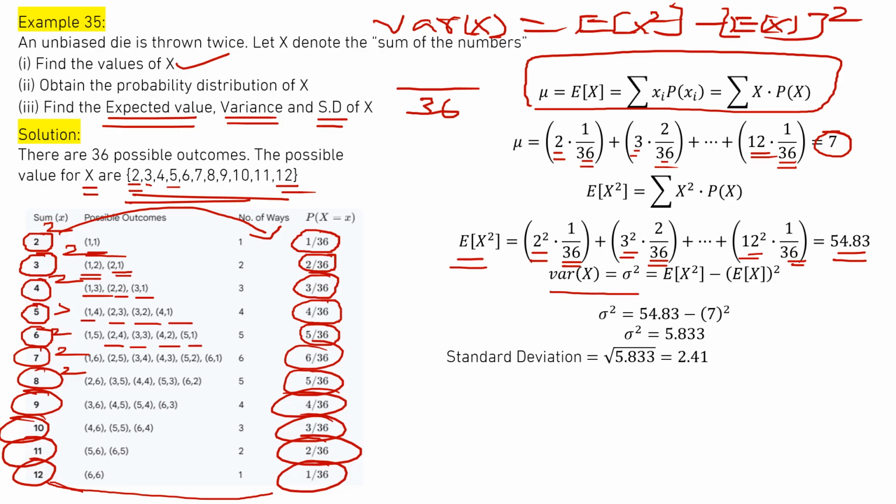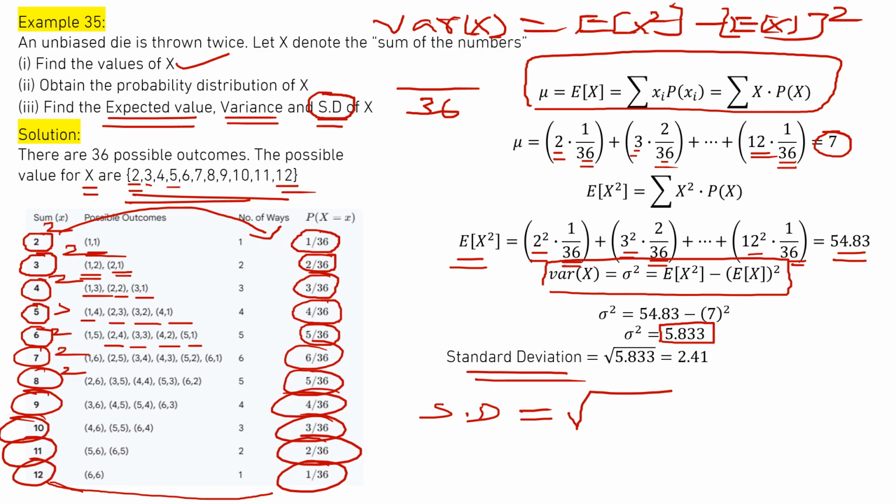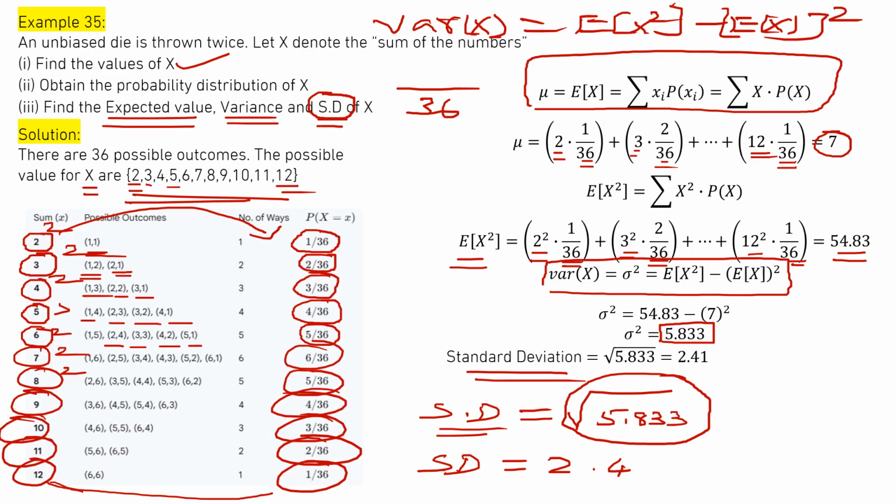So if you substitute this value here, you will get the variance value. So variance equal to 5.833. Last one, they ask us to calculate SD. SD means standard deviation. So what is standard deviation? The standard deviation of the random variable x is nothing but taking the square root of the variance. What is my variance? My variance is 5.833. So if you take the square root of this value, that is equal to the standard deviation. So I say standard deviation equal to 2.41.